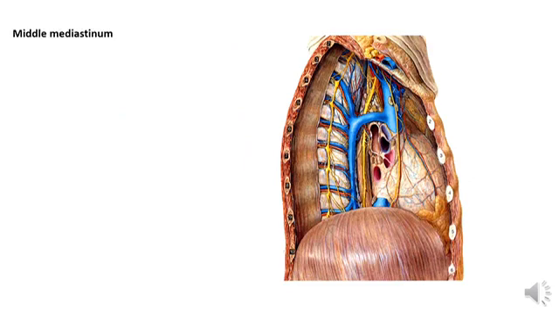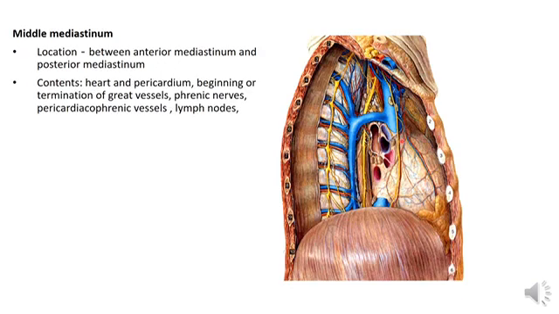This is the middle mediastinum, the location between the anterior mediastinum and posterior mediastinum. Contents: heart and pericardium, beginning or termination of the great vessels. Great vessels are the superior vena cava, the inferior vena cava, the pulmonary artery, and the aorta. So we have phrenic nerves also, pericardiophrenic vessels, and lymph nodes.